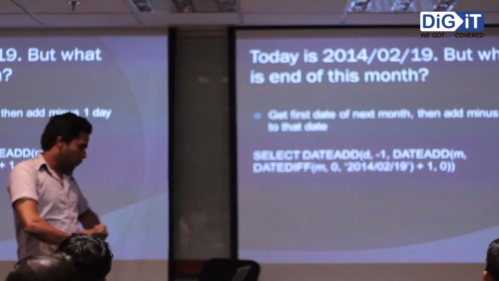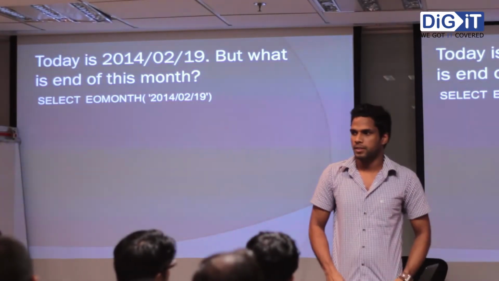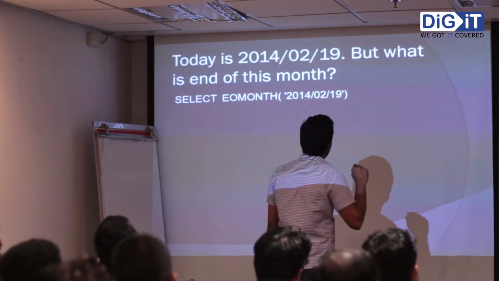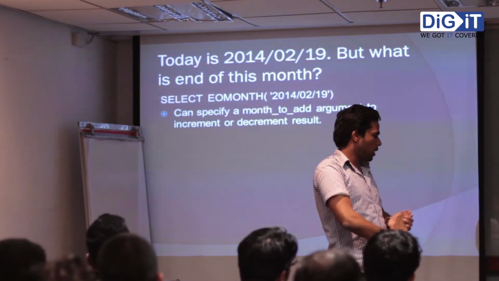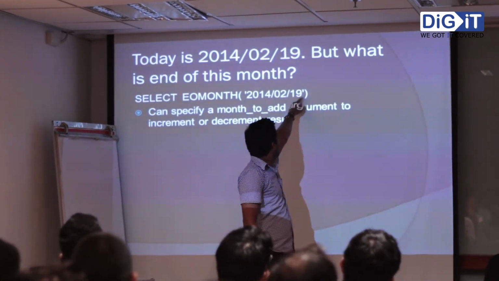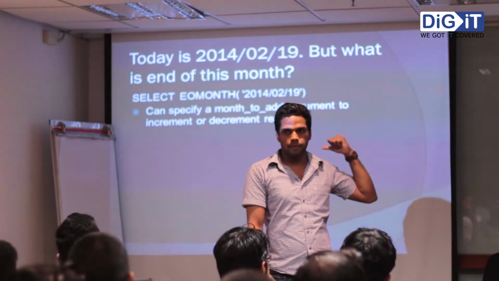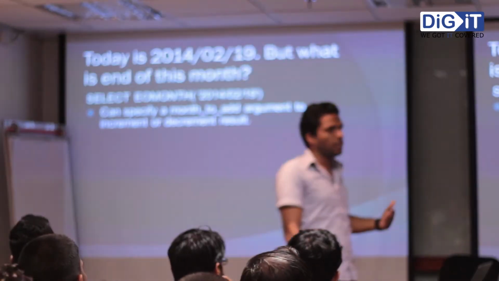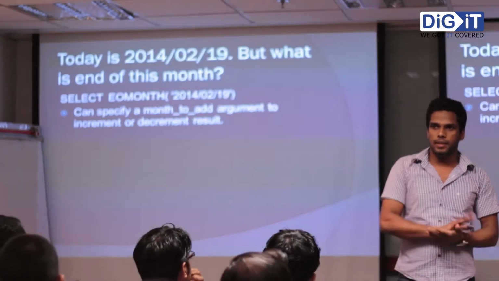Since this is the most used scenario, SQL 2012 produced a new function, EOMONTH. End of your current month. Just specify it and it will give you the end of the month. And you can specify the number of months to add. For example, if I put a 4 here, it adds 4 months from this February, and gives the last day of that month. So you can specify the number of months to increment from the given date, plus or minus, to find the last day of that month.